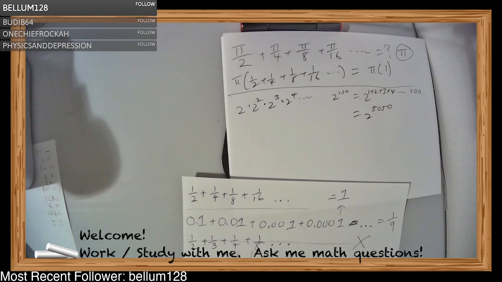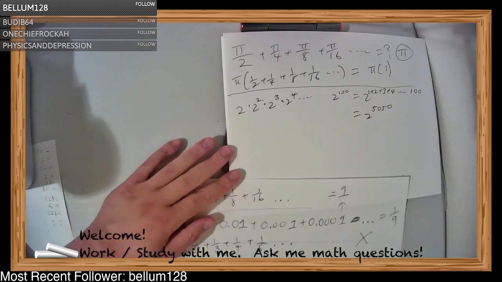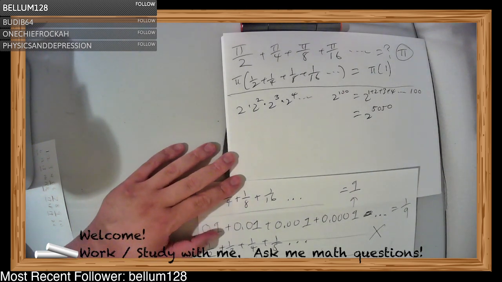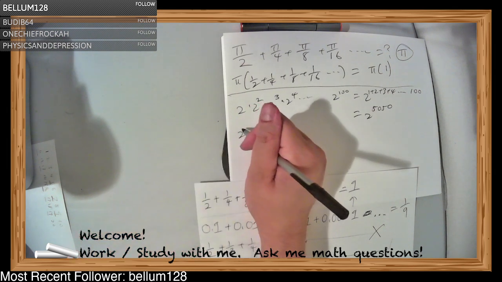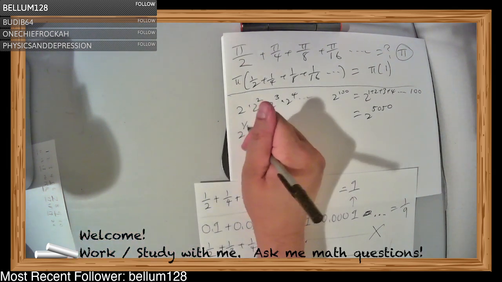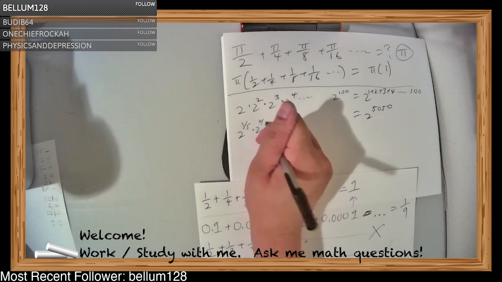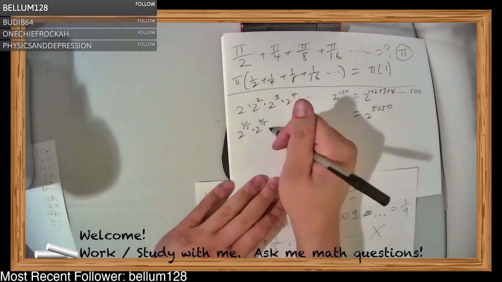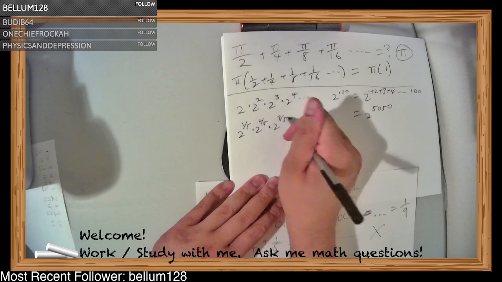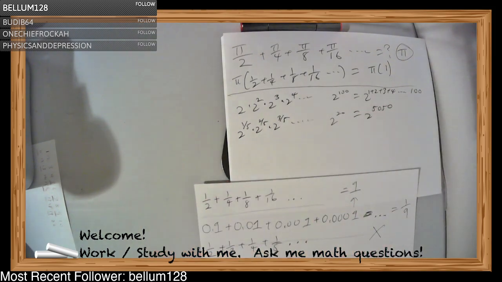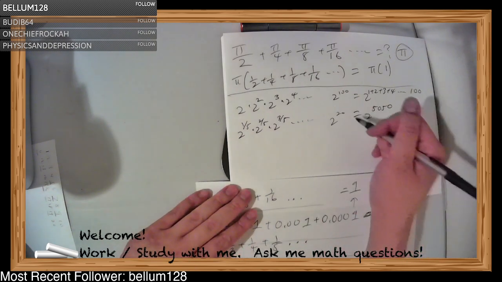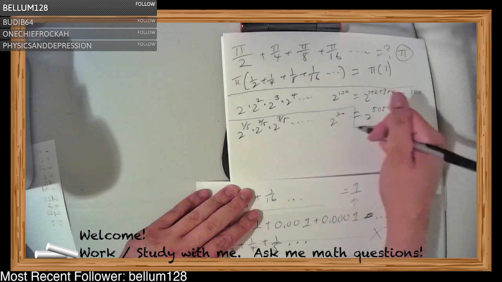If the contest problem creator were a little more crafty, they could have done 2 to the 1/5 times 2 to the 2/5 times 2 to the 3/5, yada yada yada, 2 to the 20th. Okay, it's actually the same problem pretty much. Oops, maybe I should box this away because that's a different problem.